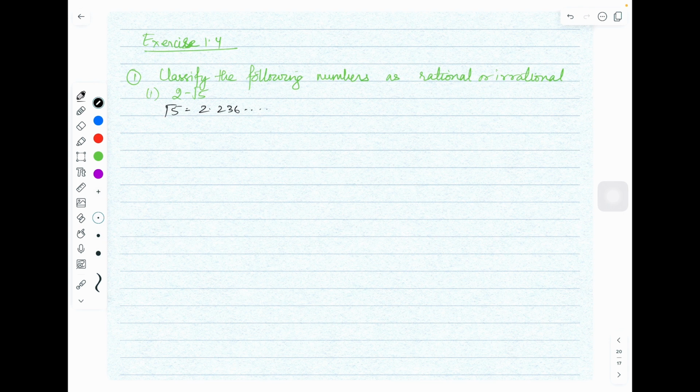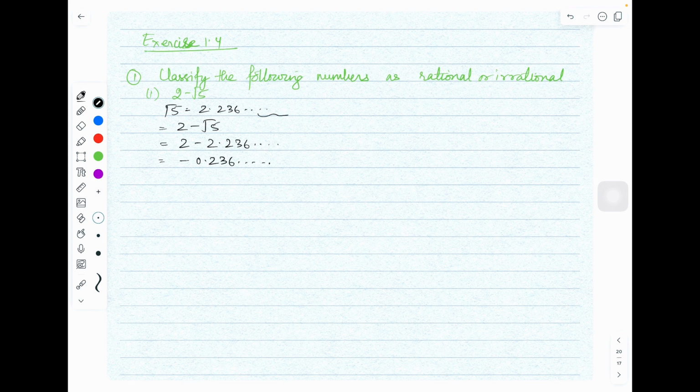I have never told you the value of root 7 and you do not have time. This, if it will come, it will come for 1 mark. And you do not have the time in the exam to find the value of root 7 and do the question. So you should know the property. Either we can write root 5 equals 2.236 something. So 2 minus root 5 is 2 minus 2.236 something. Okay, so it will become minus 0.236 and so on.